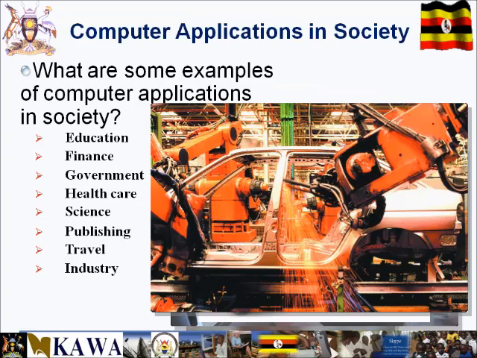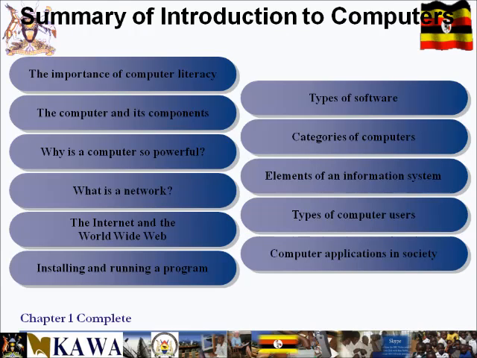And what are the examples of computer applications in society? There are those used for education, like e-learning, e-library, and school management systems, among others. Those which are used for finance, government, healthcare, science, publishing, travel, industry, music, and in entertainment, television, many of them. So in summary, we've done the following.